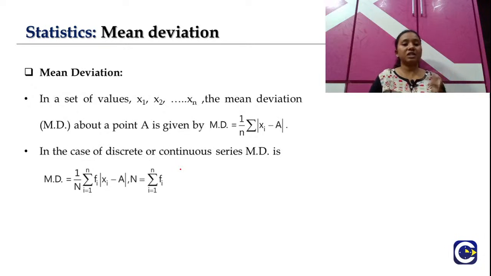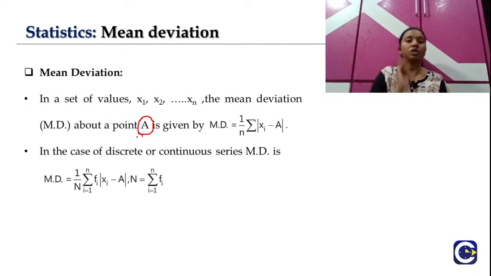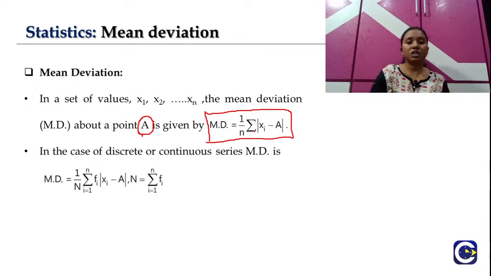So mean deviation is basically found about a point. A point in the sense it can be about the mean, it can be about the median. So there are 2 different cases in order to find the mean deviation. The first one is the mean deviation can be found about the mean, or it can be found about the median. So both cases are possible. Let's take it as a generalized pattern. If we want to find the mean deviation about a point A, the corresponding formula for the individual distribution here is mean deviation equal to 1 by n, where n is the number of elements, the number of values, sigma of the modulus of xi minus a.